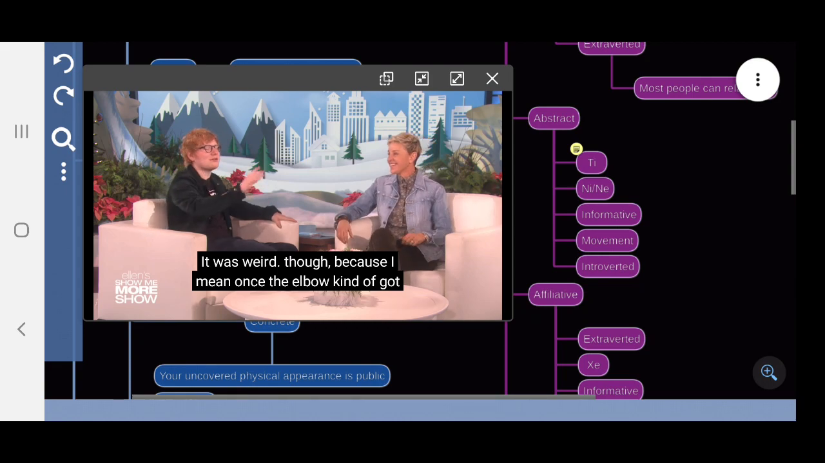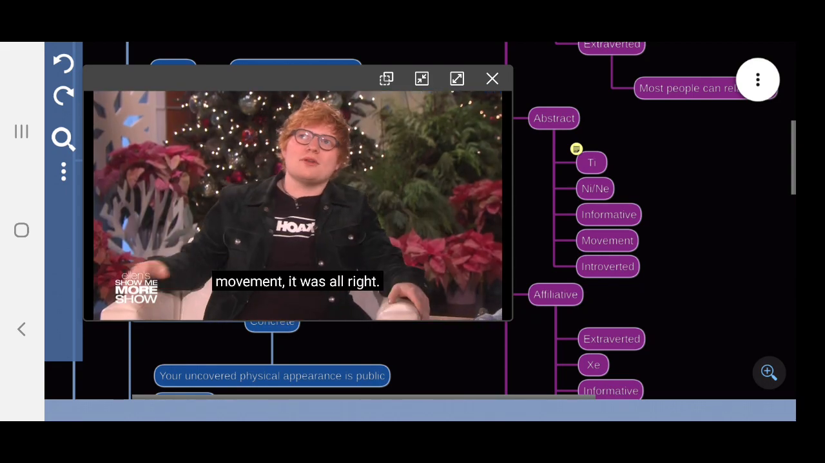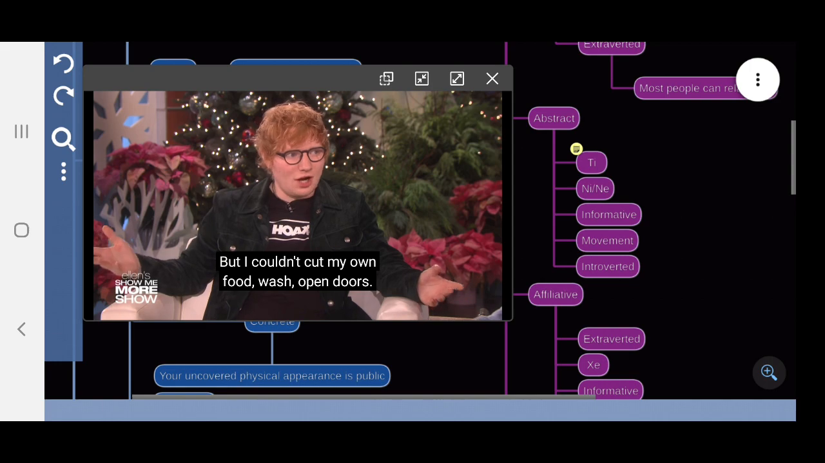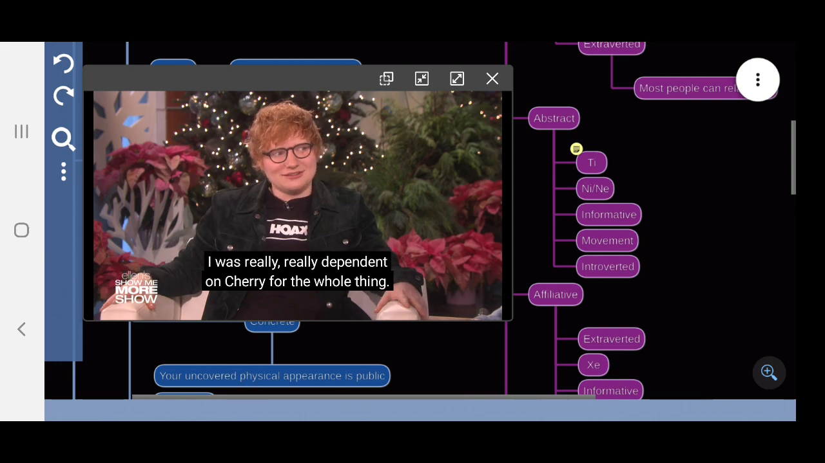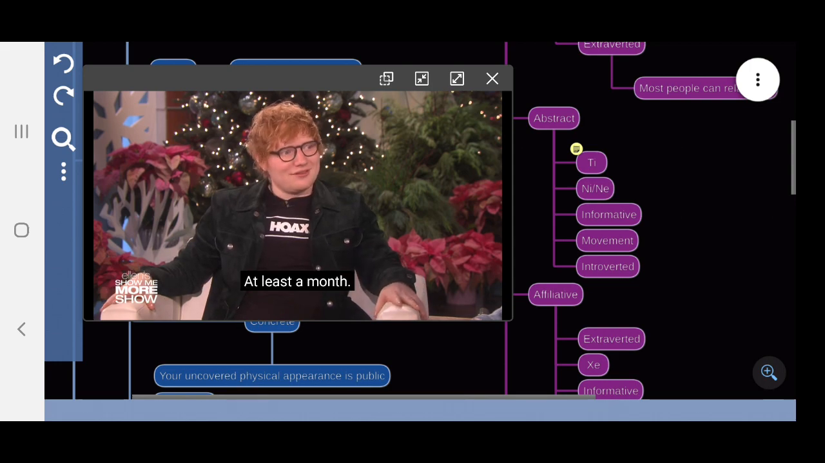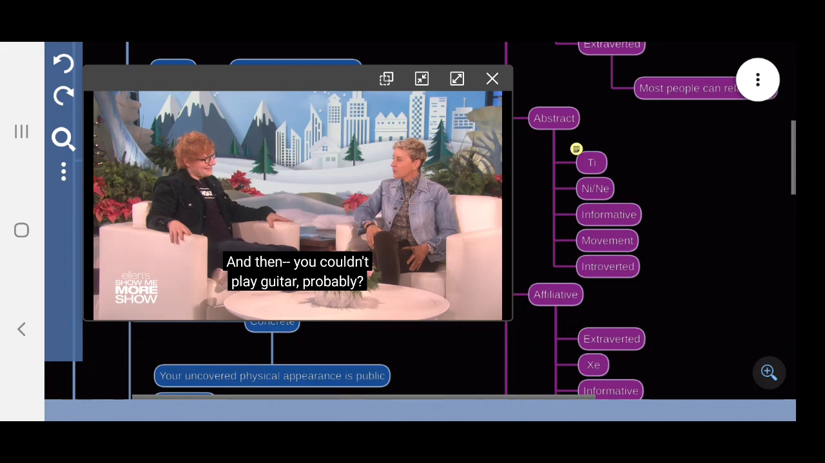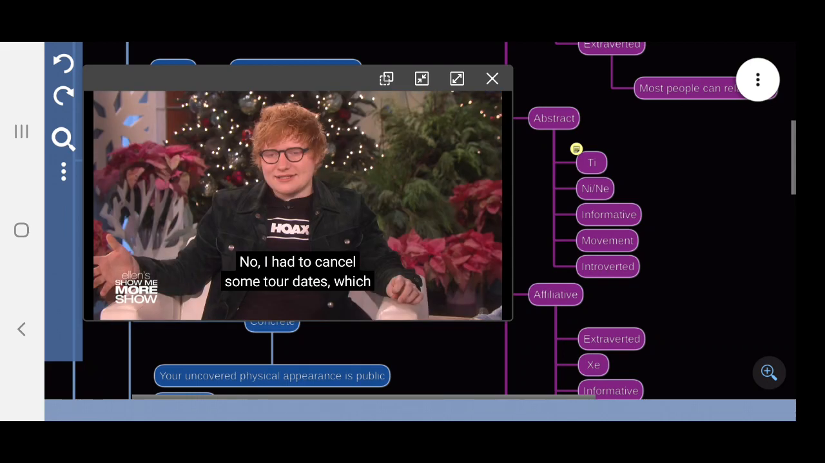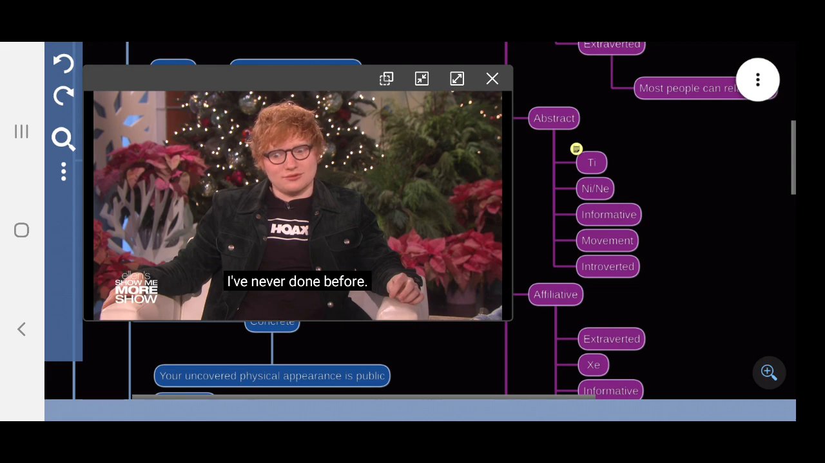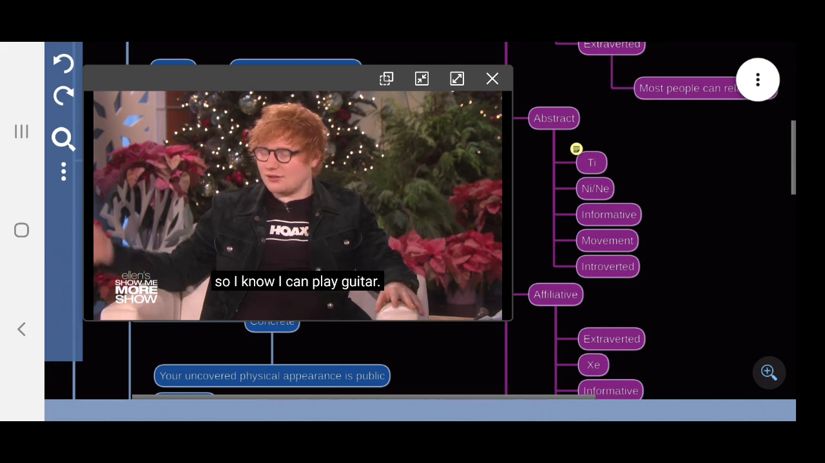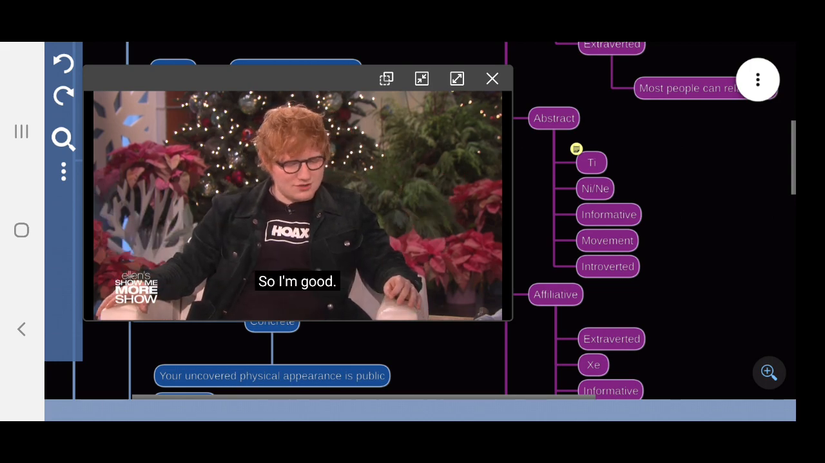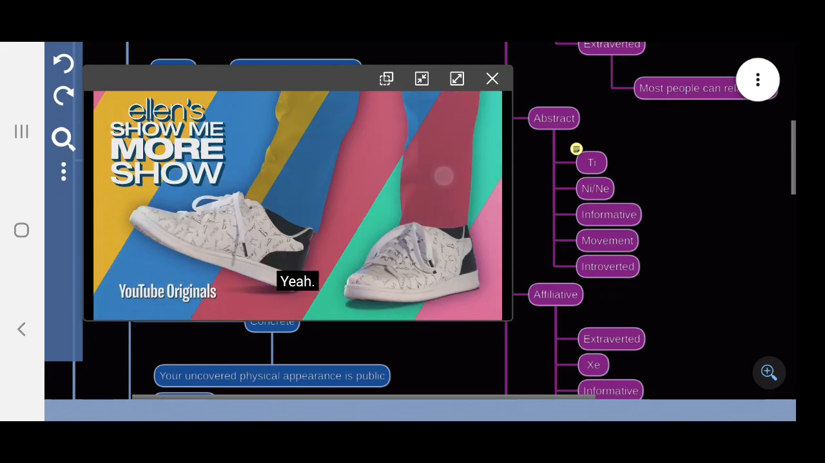It was weird though, because once the elbow kind of got movement, it was all right. But I couldn't cut my own food, wash, or open doors. I was really, really dependent on Jerry for the whole thing. For how long? At least a month. Wow. And then you couldn't play guitar, probably. No, I had to cancel some tour dates, which I've never done before, which wasn't the best thing to do. But I just finished up the Asia tour, so I know I can play guitar. And obviously I've fought today, so I'm good. You're moving around okay. Yeah.